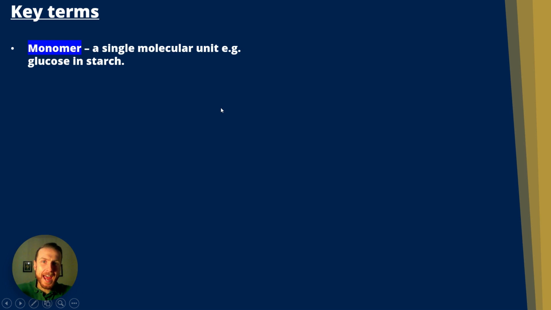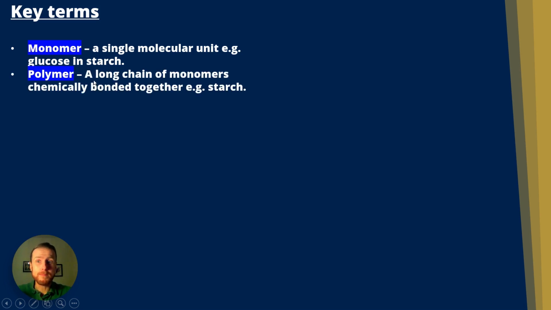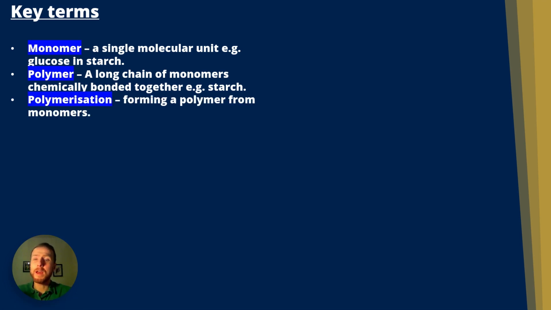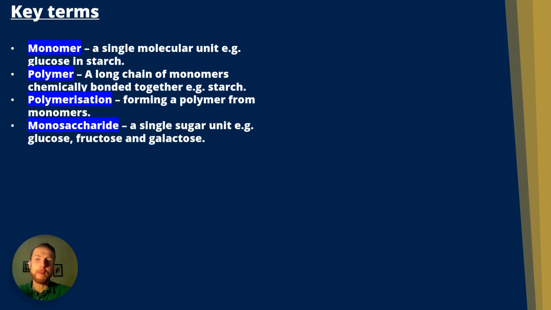First of all, in A-Level Biology, you need to know about monomers. Now, monomers are single molecular units, such as glucose in starch. A polymer is a long chain of monomers that have been chemically bonded together. And key examples of that include starch, cellulose, and glycogen. Polymerization is the formation of a polymer which involves chemical reactions known as condensation reactions.